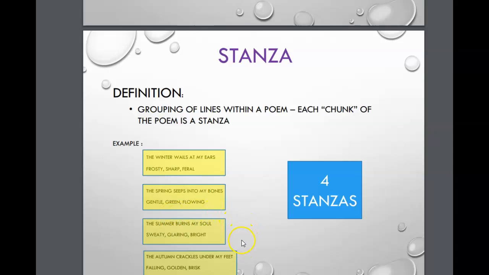In novels and nonfiction books, we see paragraphs. In poems, we see stanzas. A poem can be 1 stanza where it's all one big chunk, or like this poem, they did 4 stanzas because they broke it into 4 smaller chunks.